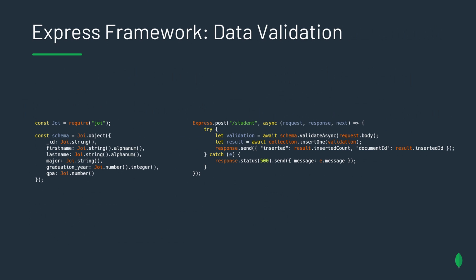Now, to use it in your endpoint, you can see on the right that I'm saying schema.validateAsync. I'm passing in the request body. It's going to compare it against the schema, make sure everything checks out. And then, as long as it doesn't throw an error, I'm going to use that validation data in my InsertOne. I'm not using request.body because Joi might do some manipulations at some point. So for example, maybe I pass a string for the year.